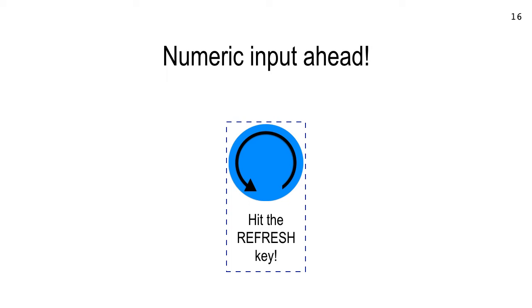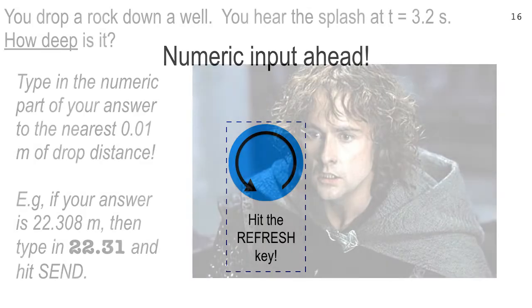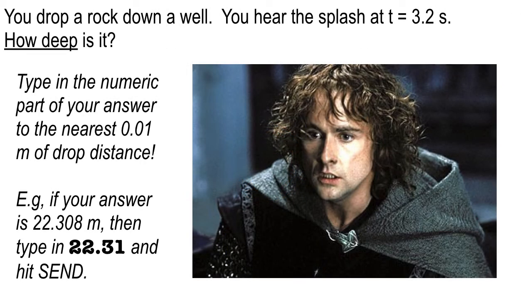All right, so hit the refresh key, and it starts at one? Okay, and you're going to answer with the decimal point in this question. The decimal point is really hard to see, so try to put on your specs. Here's your question. You drop a rock down the well, just as Pippin did in the mines of Moria. You hear the splash at 3.2 seconds. How deep is it? Go ahead and calculate that.